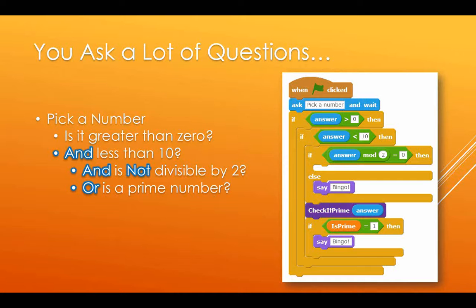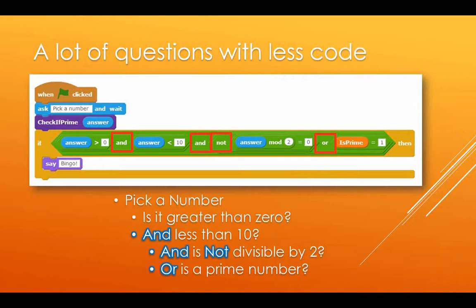Okay, we can simplify it greatly by combining our checks, using our and, or, and not blocks. So if we do the same thing, we can reduce it to this. We've taken all our questions that we wanted answered and we've combined them. We've said the answer greater than 0 and answer less than 10 we joined with the AND block. Then we also checked to see if it was odd.